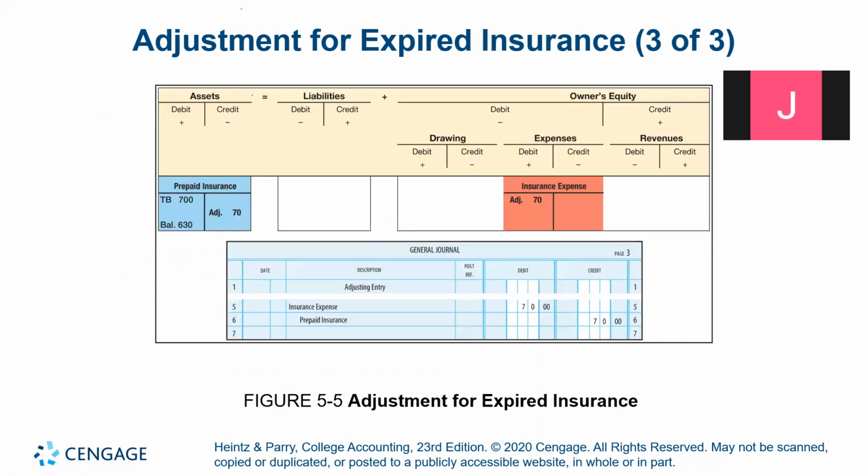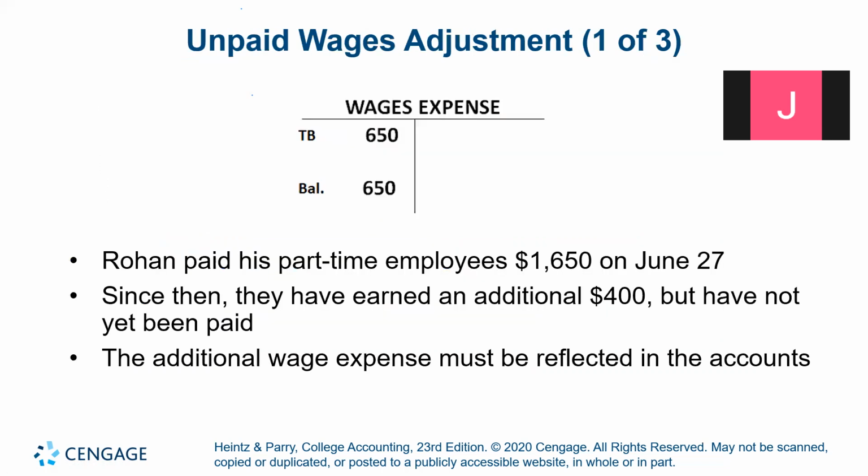And let's take a peek at it. Here is our insurance expense. We debit it, and we credit prepaid insurance. Not too bad so far, Jonathan? No, that seems right. Pretty basic so far. All right, we'll keep going and let's see what else we got here.